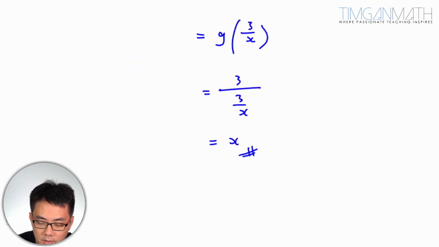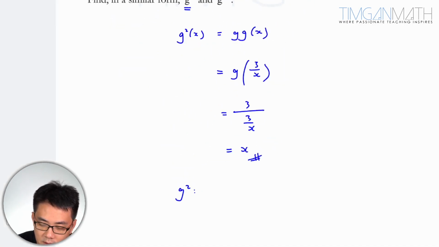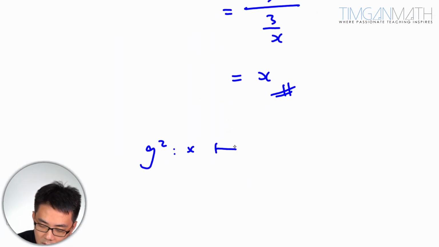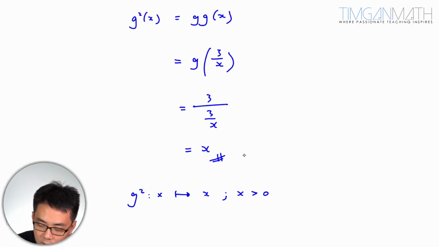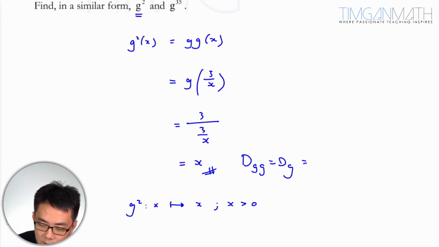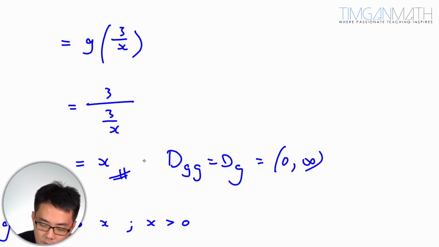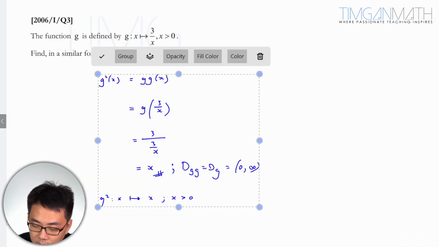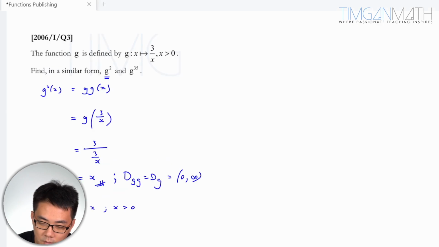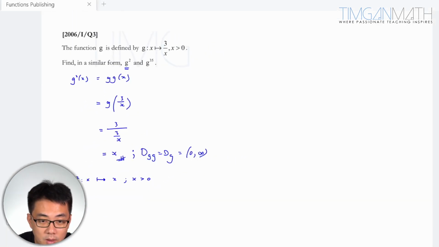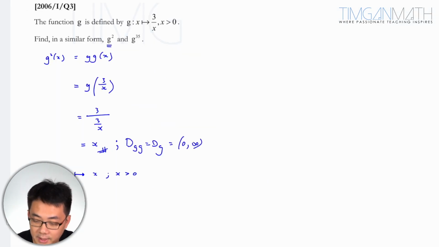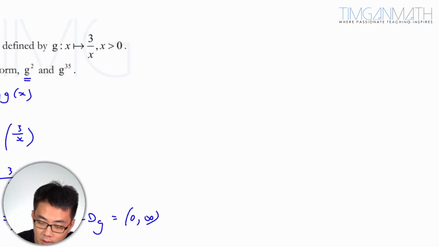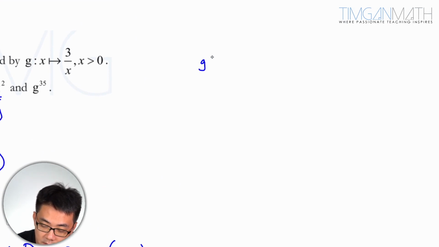There you go. Then basically g squared x is given by x, and that will be for x bigger than 0, because the domain of gg is the domain of g. Similar form.